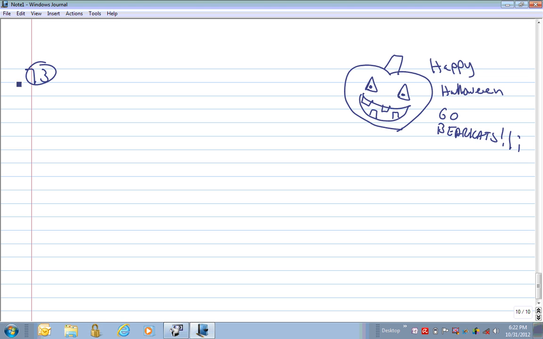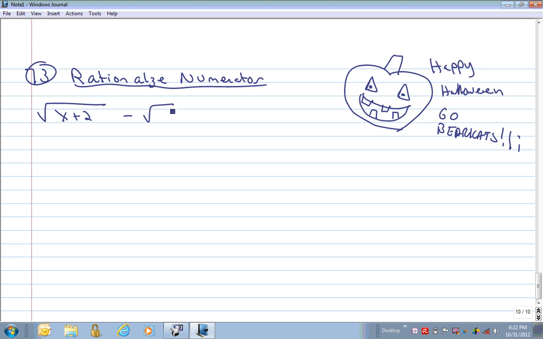Problem 73. We've rationalized denominators this year, but we're going to do something weird. We're going to rationalize a numerator, which is kind of strange. So we're going to take this problem, which is the square root of x plus 2 minus the square root of x all over 2, and we're going to simplify it by rationalizing the numerator.